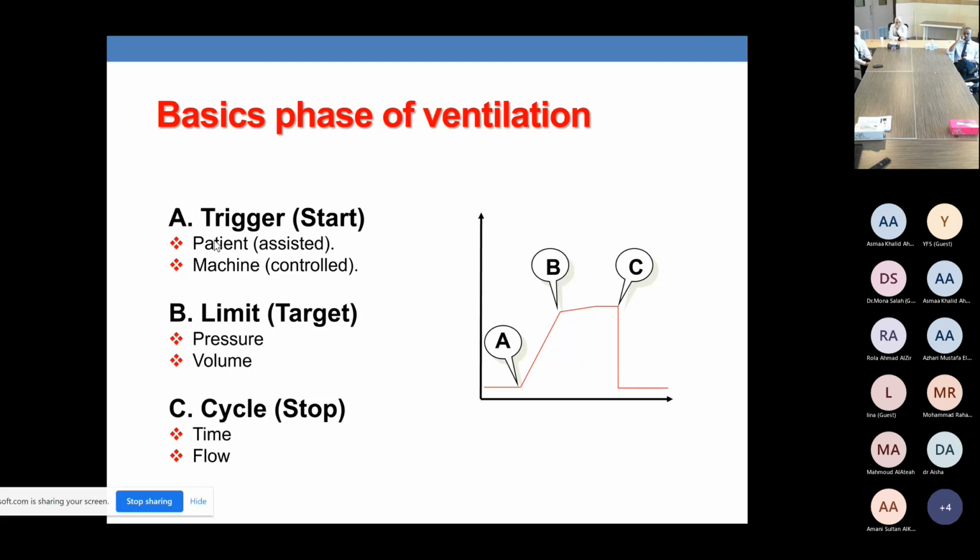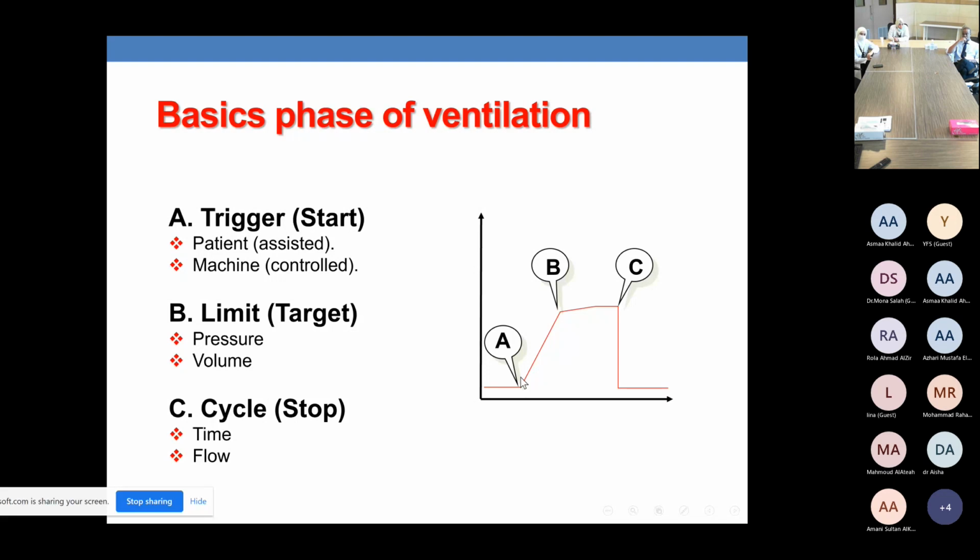So is it continuous mandatory ventilation, CMV, which we usually use for paralyzed patients? We are not using it in the NICU, usually those are adult patients. Here it is fully controlled by the machine, and there is no role of the patient. Now in assisted, the machine will wait for the baby's trigger, then it will start the ventilation, and this trigger is usually from the flow sensor.